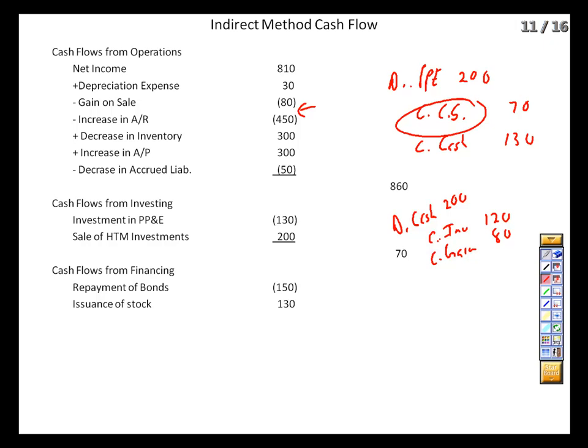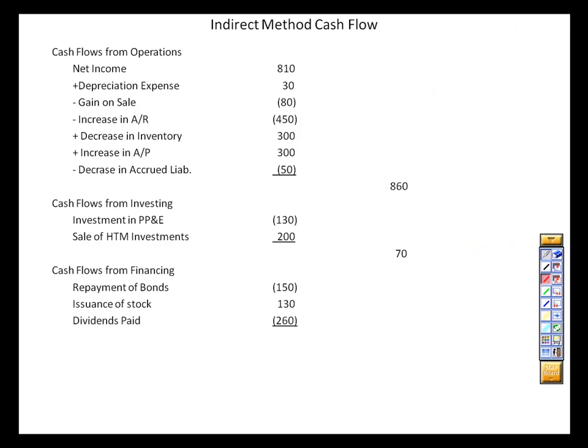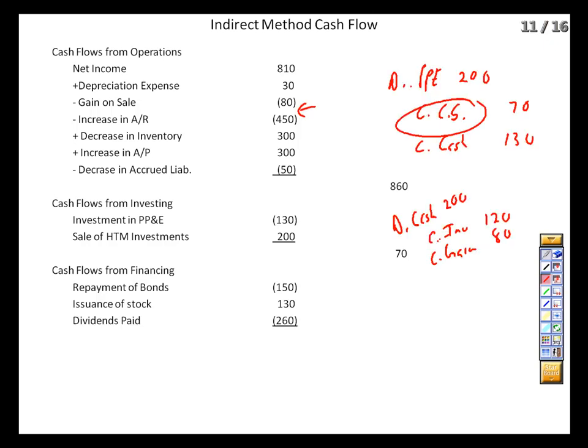And lastly, we're told that we paid $230 in dividends. We didn't have to be told that. We could have figured it out by rolling our retained earnings T account forward, but we were told it, so let's put that into our financing section as well. And now we've got cash flows from financing activities, negative $280.